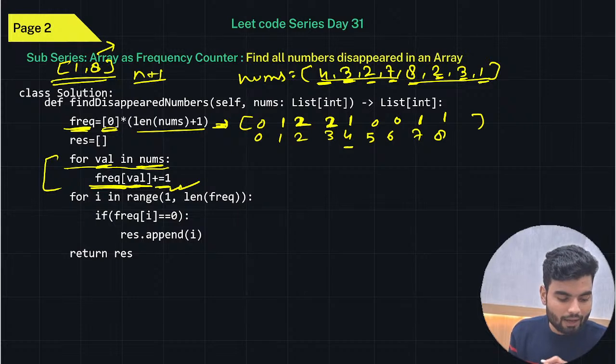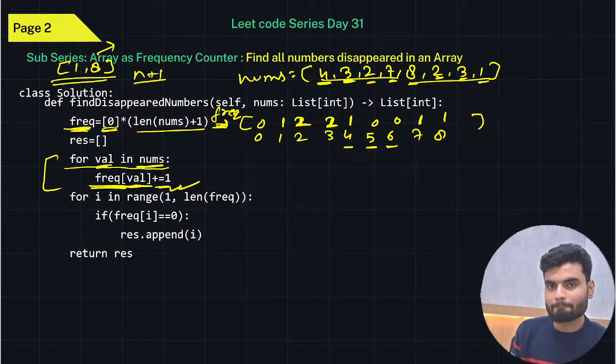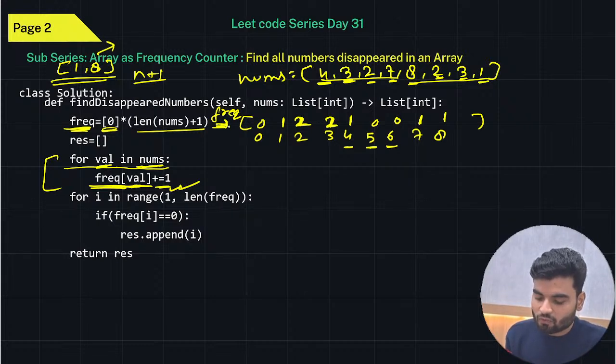In Java also, that array will automatically be initialized with 0. Okay, so now this is what you have as of now in frequency. Now tell me, if you iterate this frequency array, list, or vector, and on a particular index the value is 0, can we say those were missing in this particular nums?